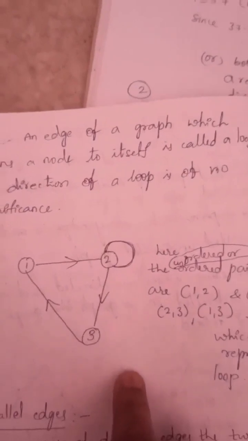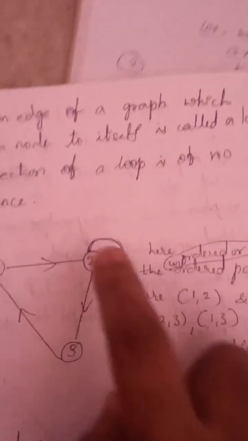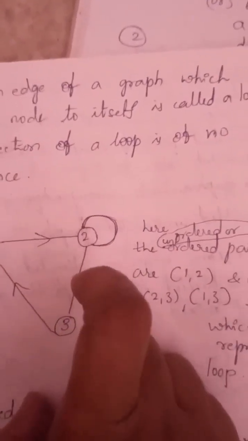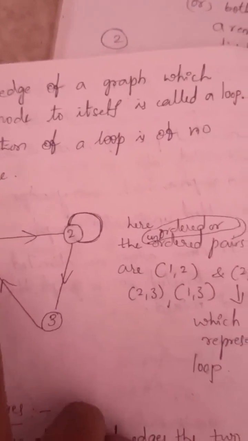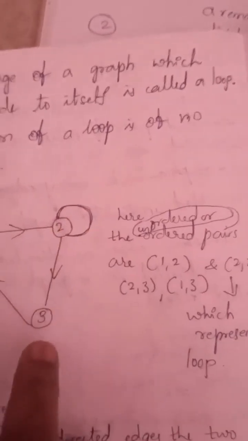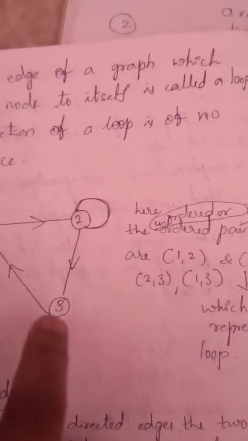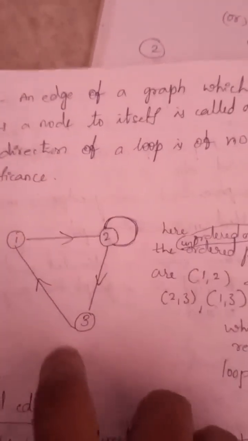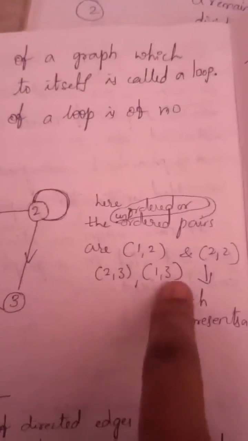Next we have to understand the concept of a loop. A loop is an edge of a graph which joins a node to itself, such as 2 to 2: vertex to the same vertex. Here the ordered pairs are (1,2), (2,2) is also there, and (2,3) is there. And (3,1) is there, or (1,3) or (3,1). That is a must, because this is a directed graph and we have to write (3,1) here.